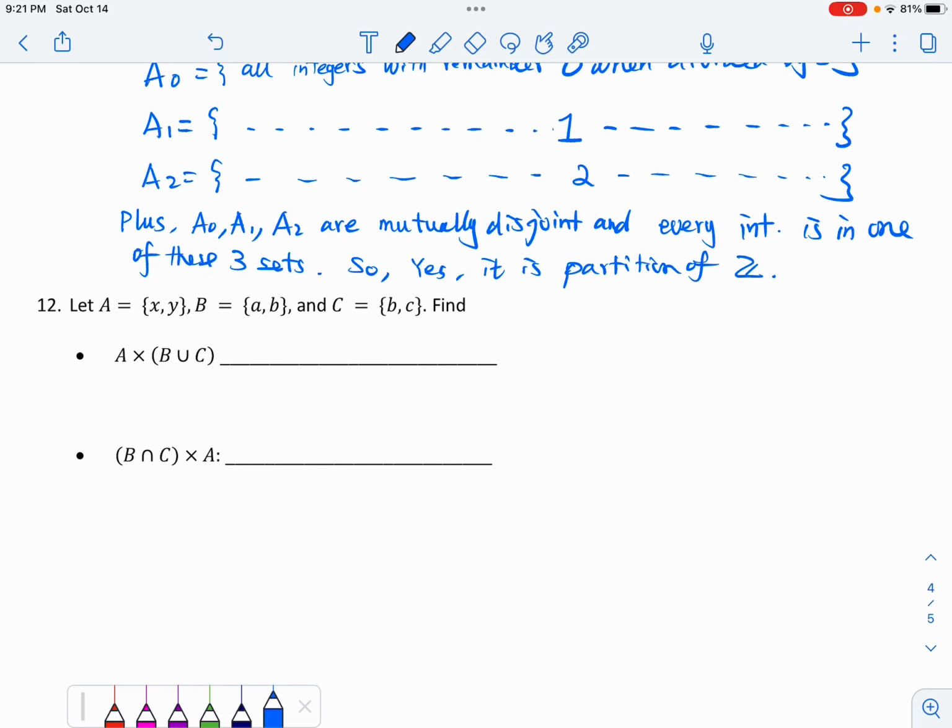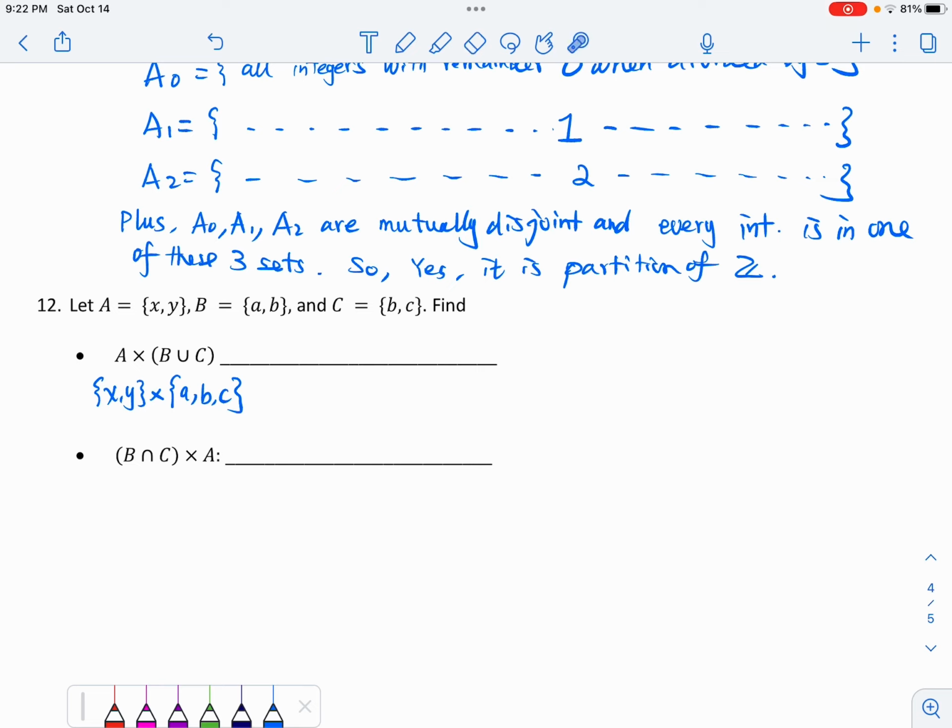So now let's begin with B union C. B union C means we put them together, the union of both. So A, B for B, and B, C for C. The union of B and C will be A, B, C, right? So all the elements will be A, B, C. And here A is actually X and Y. I'm going to just list it right below it. B union C is A, B, C, all the elements in B and C.